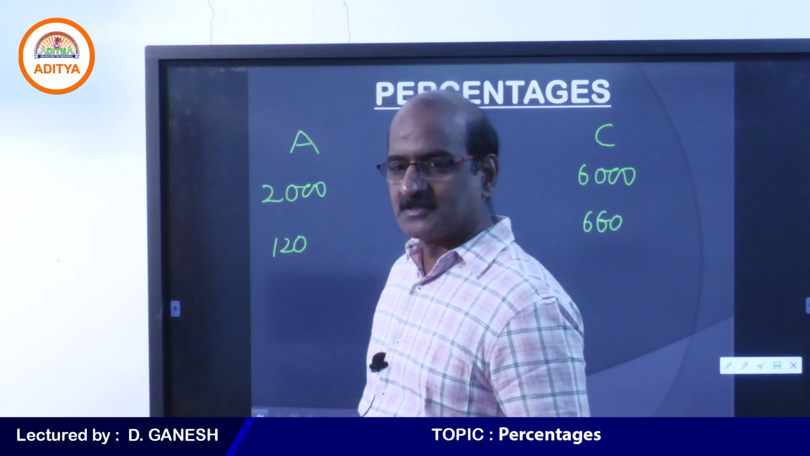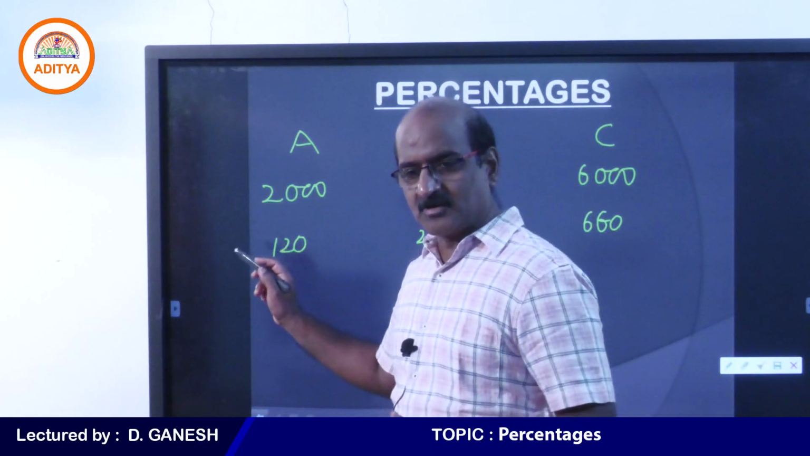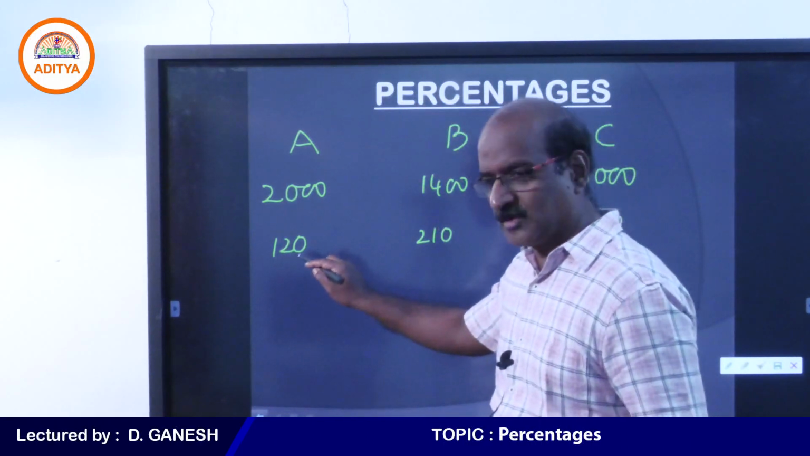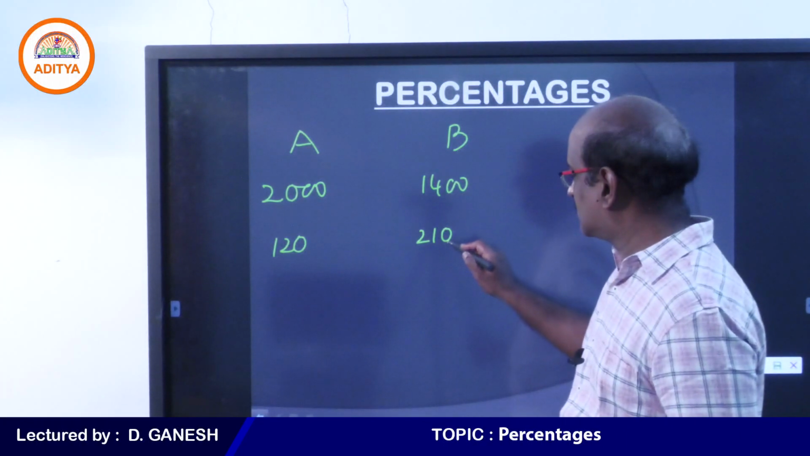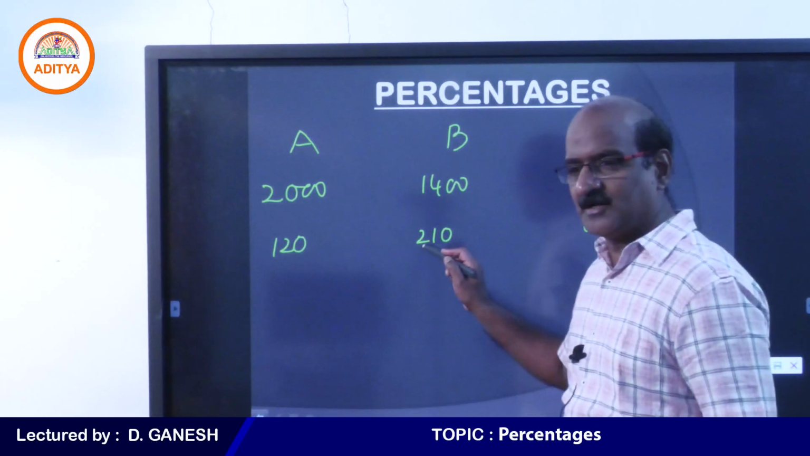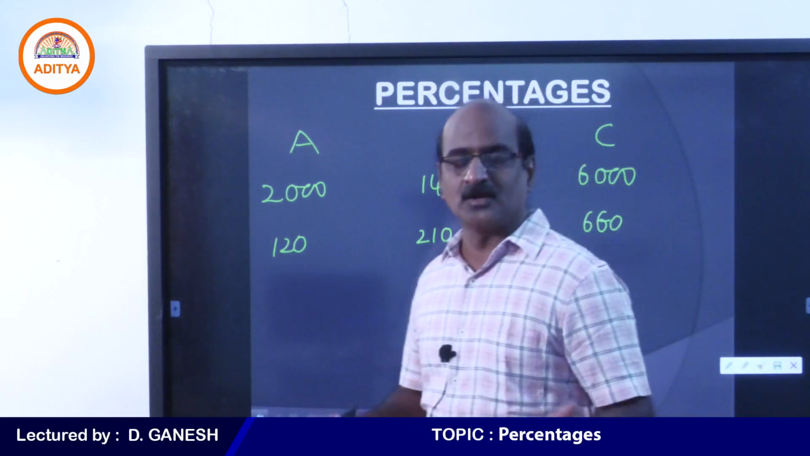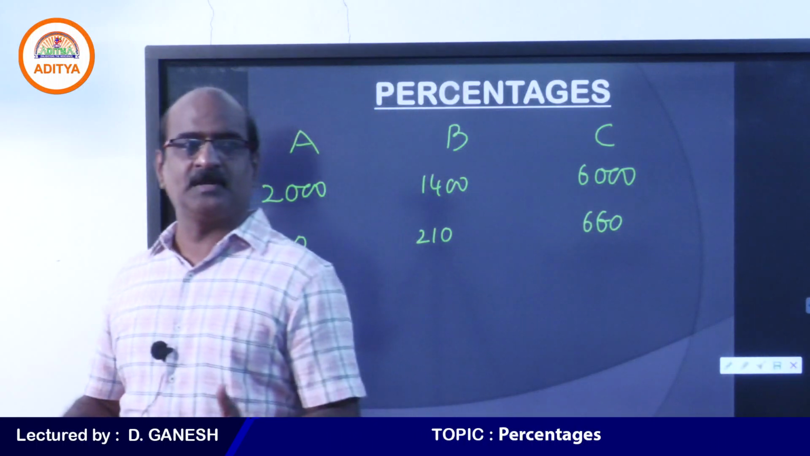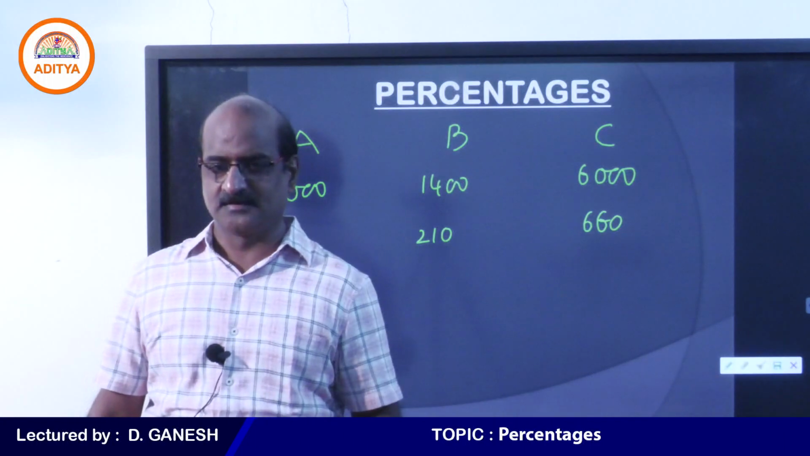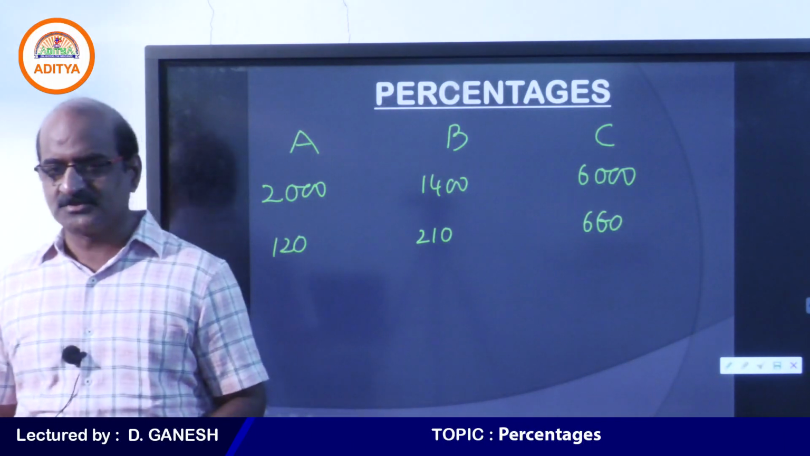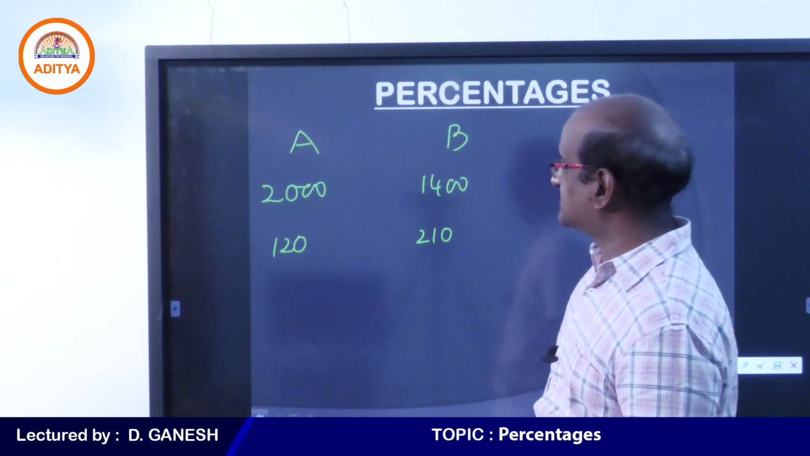So may I know, we have around 2,000 people in city A. Out of 2,000, we see 120 corona cases. In city B, we have 1,400 people, where we identified 210 corona cases. In city C, 6,000 people with 660 cases. May I know what is the percentage of people affected with corona in the 3 different places? Tell me, students, what is the percentage?